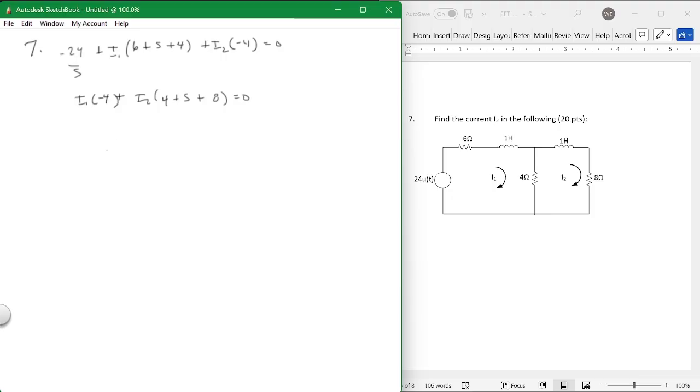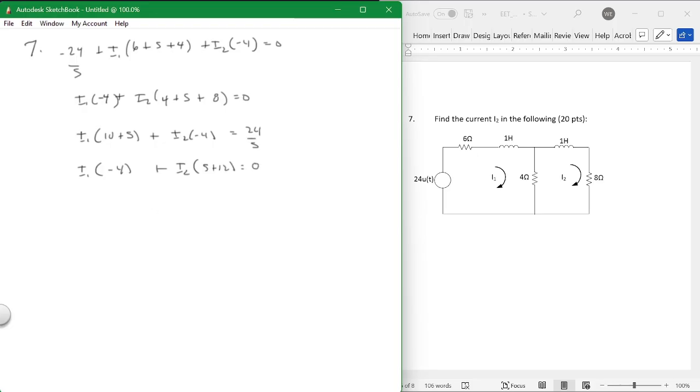and a lot of you did not find the I2. So the equations here are this. I1 times 10 plus S plus I2 times minus 4 equals 24 over S. I1 times minus 4 plus I2 times S plus 12 equals 0.